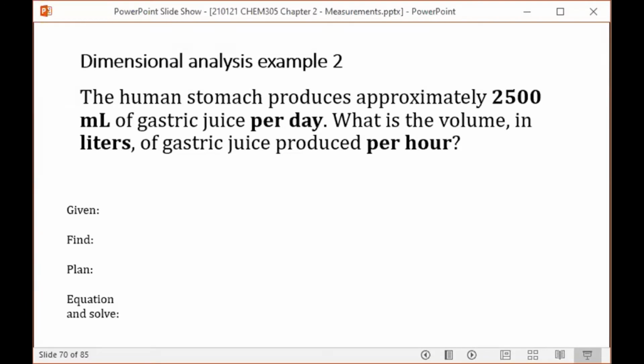Okay, so let's do one of these. The human stomach produces approximately 2,500 milliliters of gastric juice per day. What is the volume in liters of gastric juice produced per hour?